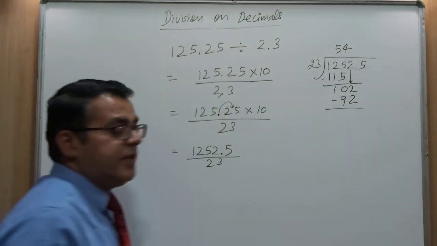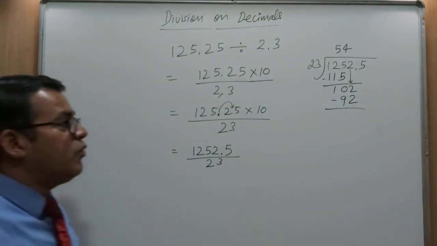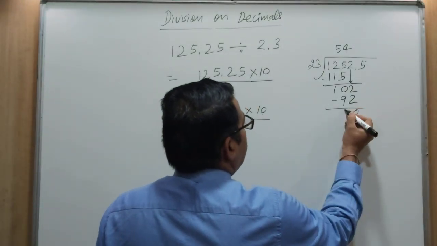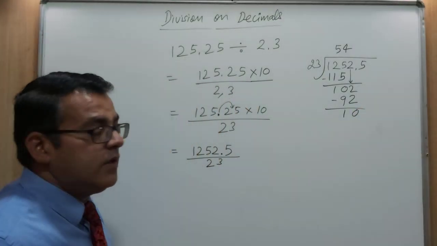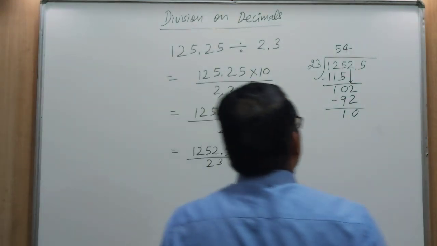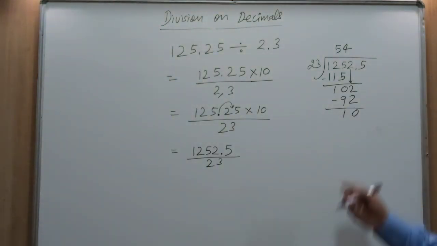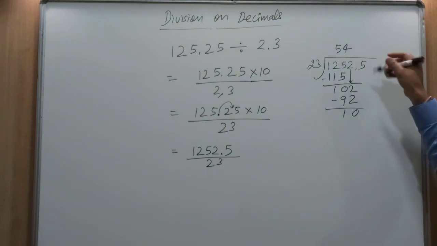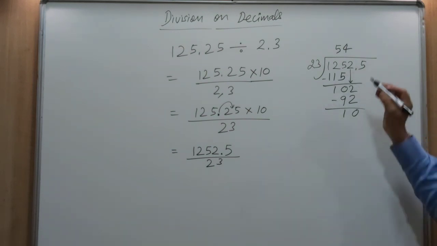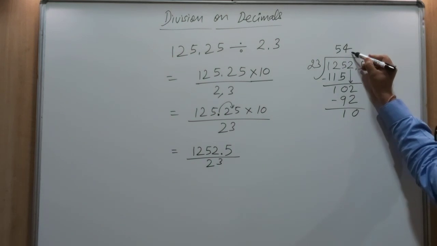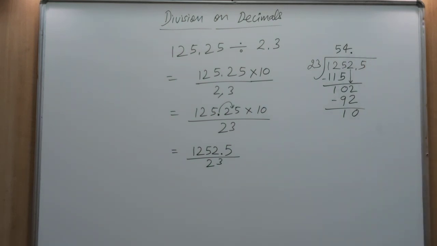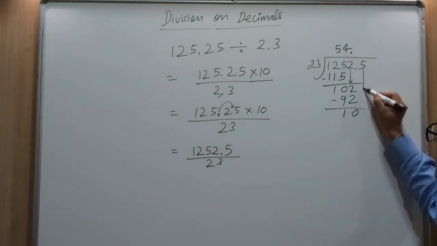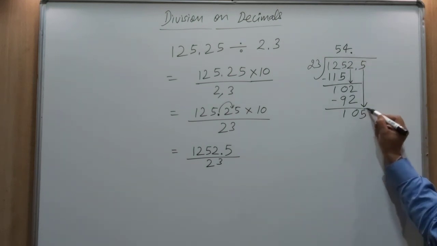we have here 92. What to do now? Subtract it. 2 minus 2, 0. 10 minus 9, 1. Now what to do? Next digit we have to shift, but before the next digit, the decimal point is there. So no need to worry. You can write this decimal point here. Nothing to do. Just write the decimal point here and shift the next digit.